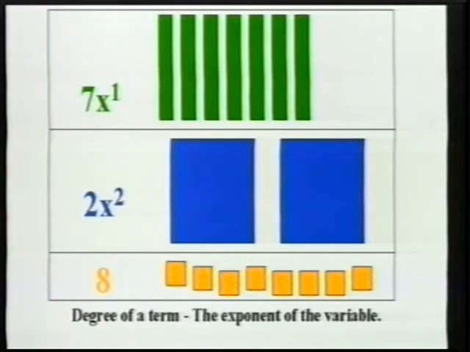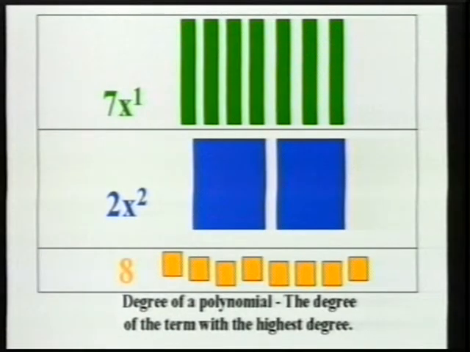Now, let's talk about the degree of a polynomial. The degree of a polynomial is the degree of the term with the highest exponent. Out of the terms 7x, 2x squared, and 8, the term with the largest exponent is 2x squared. Therefore, that would be considered the term of highest degree in this picture.